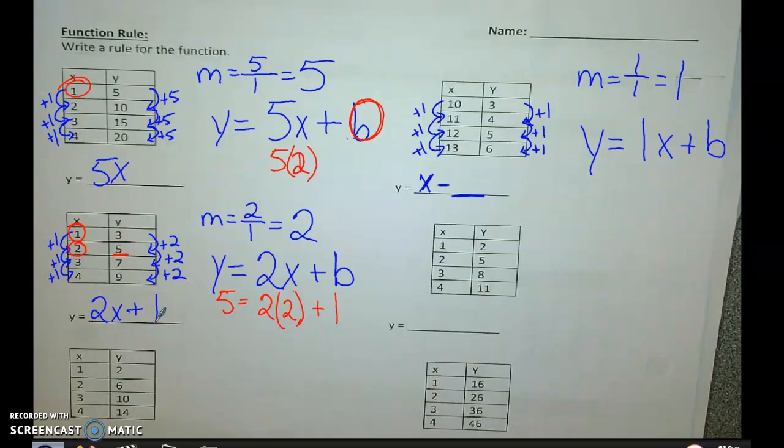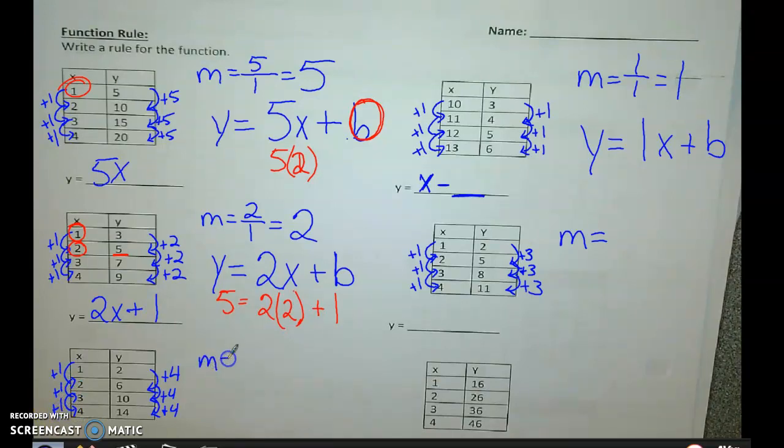Okay, moving across. Change in y, plus 3, plus 3, plus 3. Change in x, plus 1, plus 1, plus 1. With that, you'll be able to figure out your slope and then finish up your equation. Moving on down. To get from 2 to 6, it's plus 4, plus 4, plus 4. To get from 2 to 1 is plus 1, plus 1, plus 1.